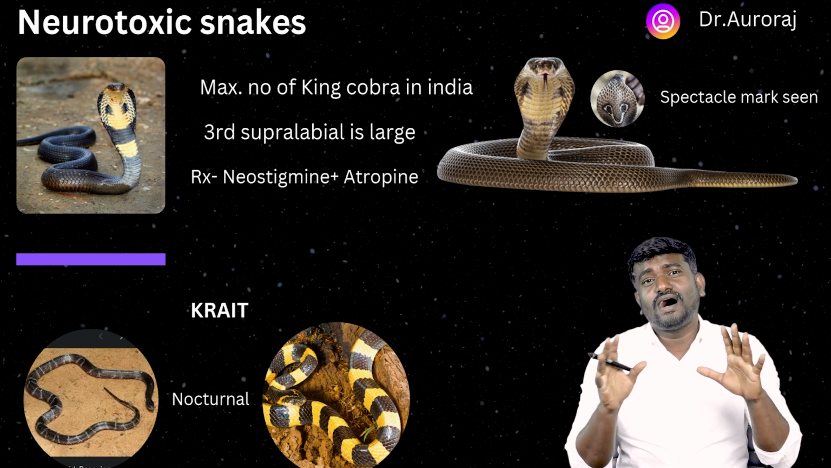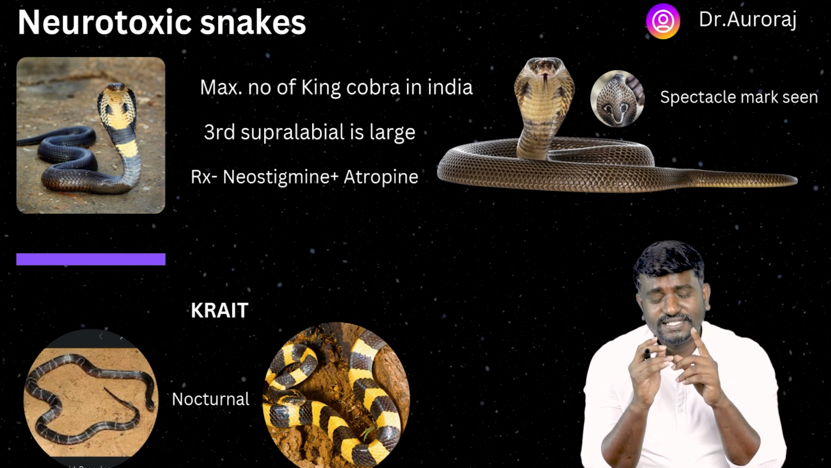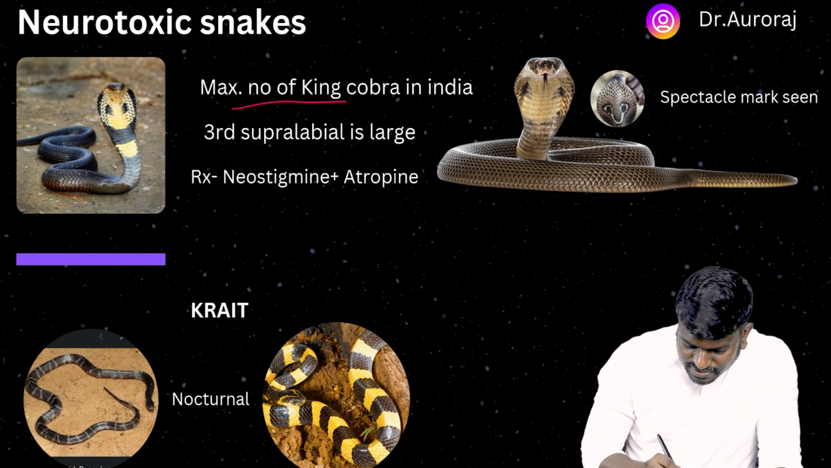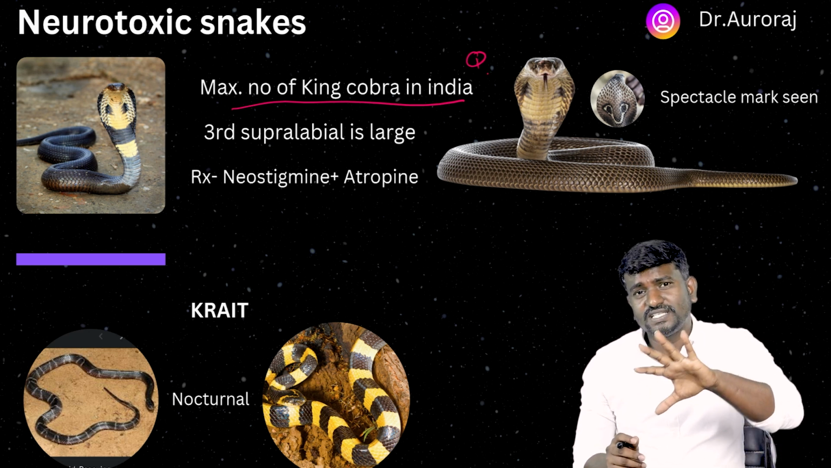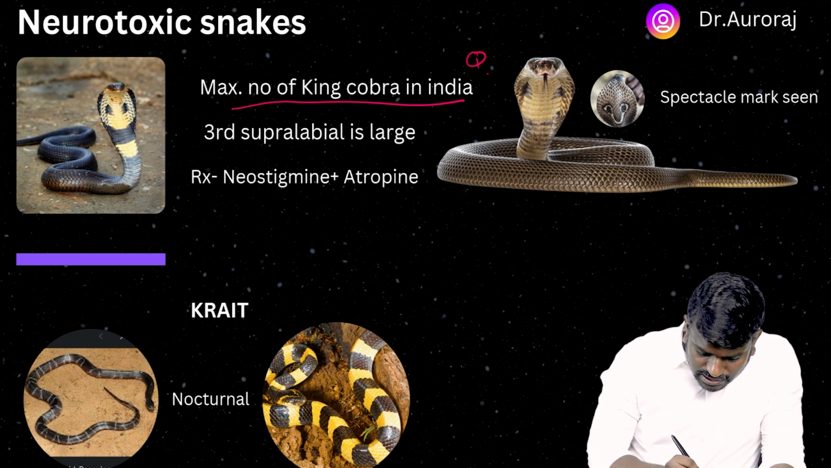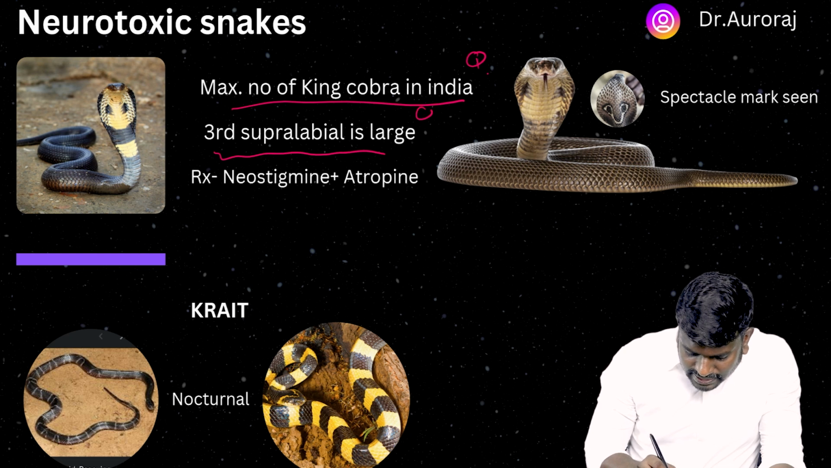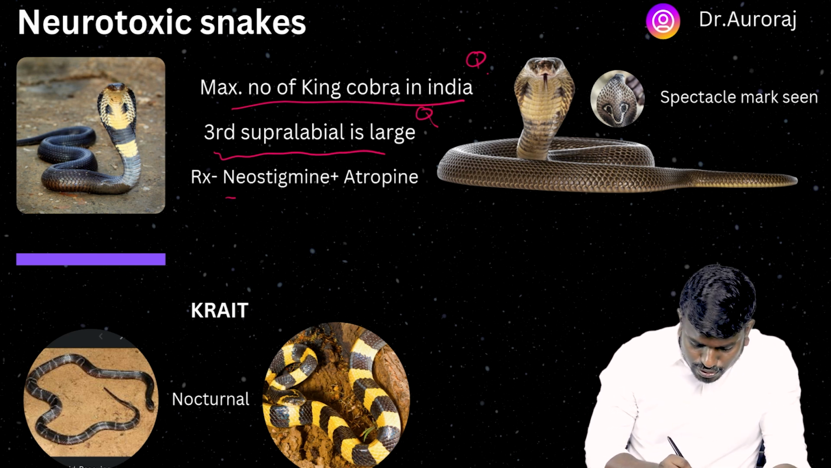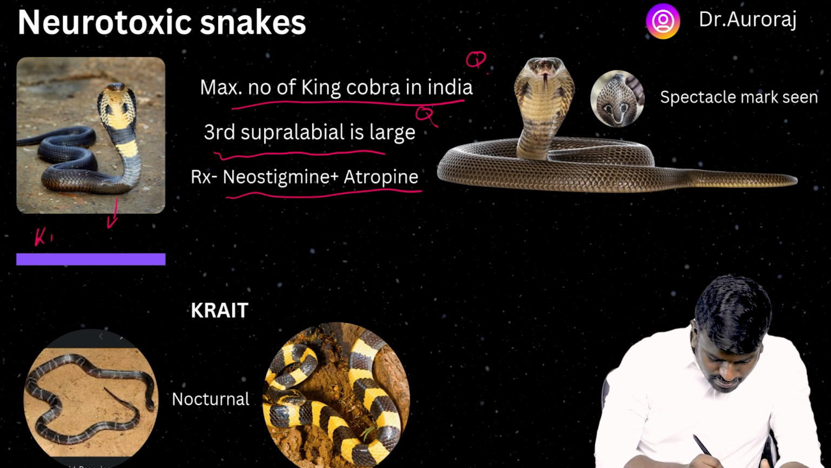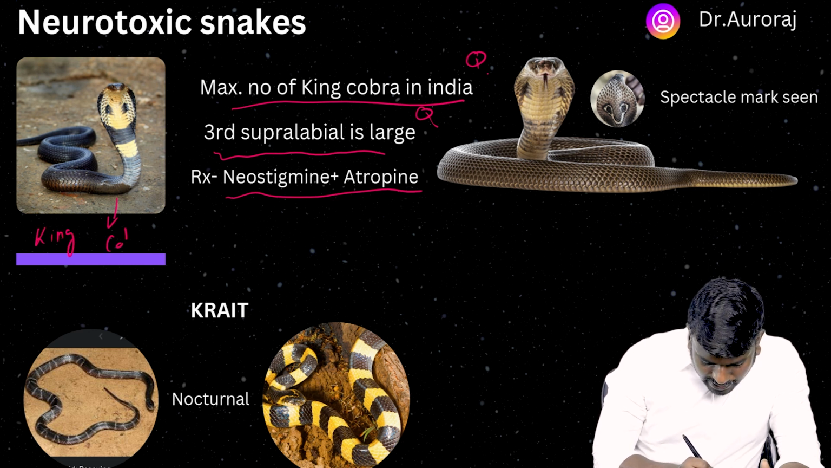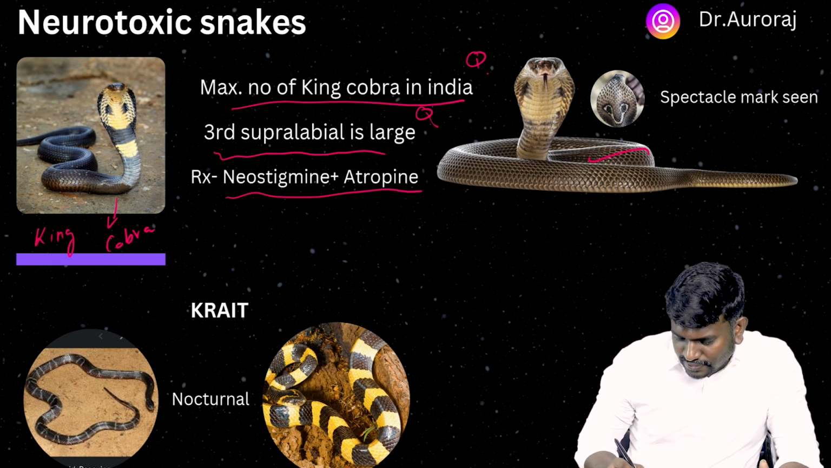Neurotoxic snakes. We have all heard about the king cobra during our childhood. Yes, the maximum number of king cobras are seen where? In India, but not commonly everywhere. It's specifically seen in the Ghats. Now, the third supralabial is going to be large. Yes, treatment is going to be what? Neostigmine along with atropine. This image here, what is this called? This is going to be king cobra. Very good.